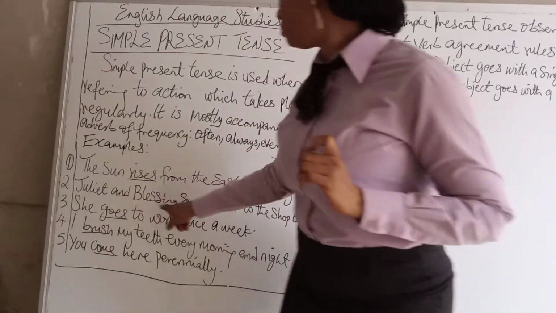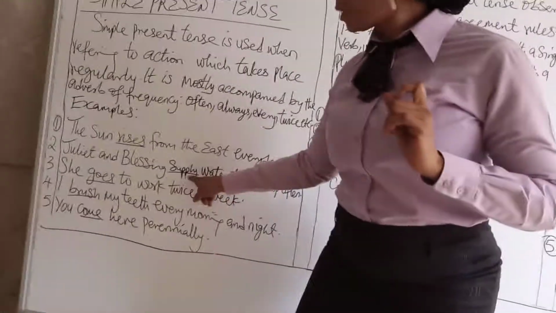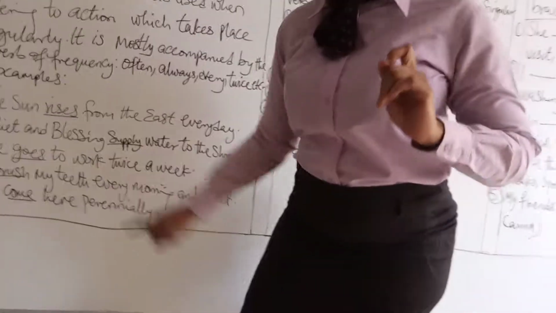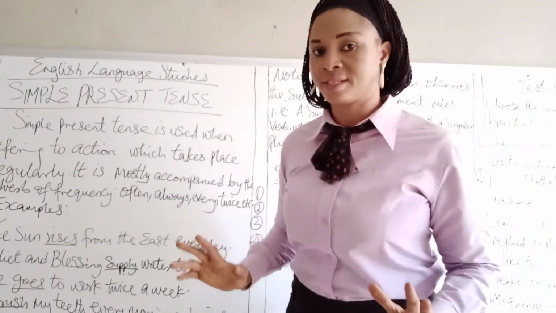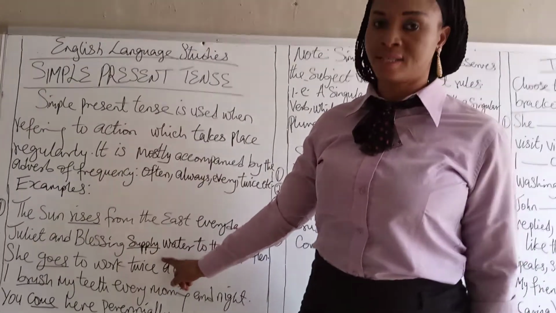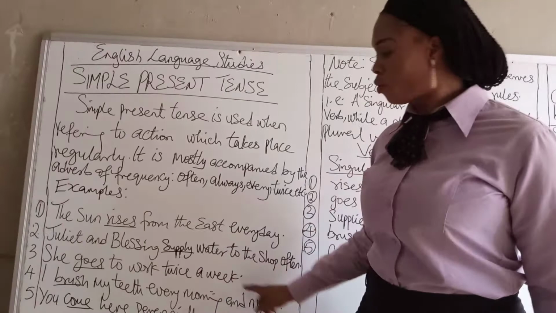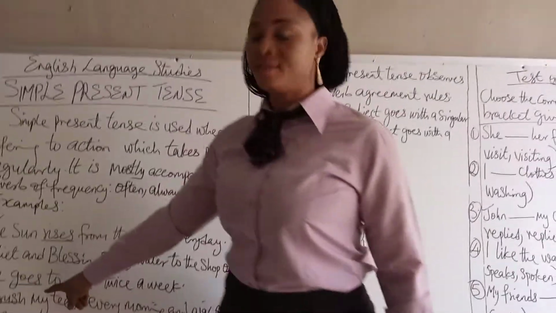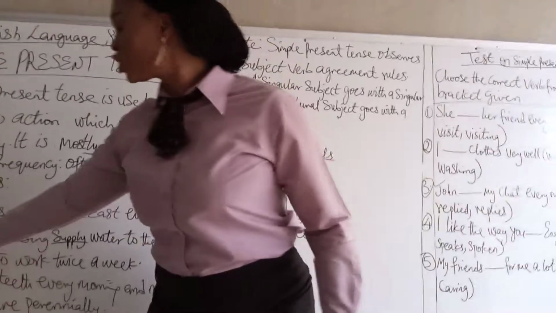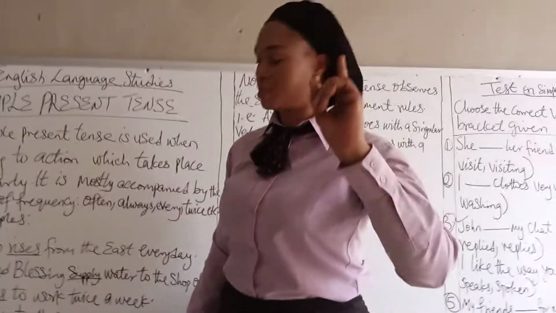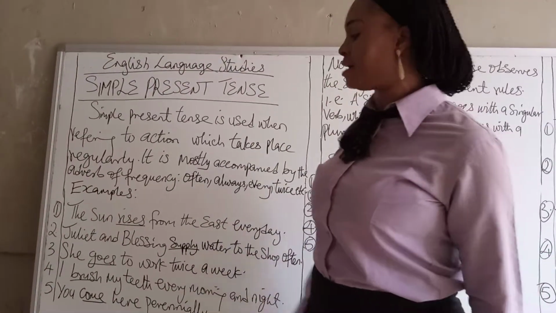Now, Juliet and Blessing supply water to the shop. Here, we use supply because Juliet and Blessing are more than one, so they are plural subjects. That is why there is no IES here. Okay, now she goes to work twice a week. Goes. The ES is there to depict singular verb, and that is because the subject is she, one person. Okay? I brush my teeth every morning and night.